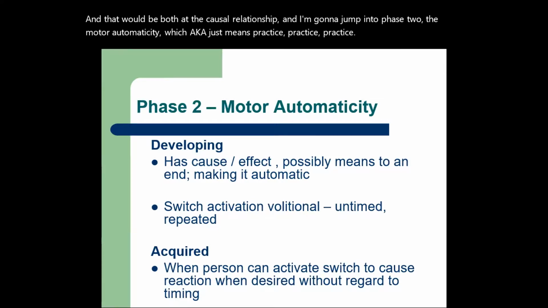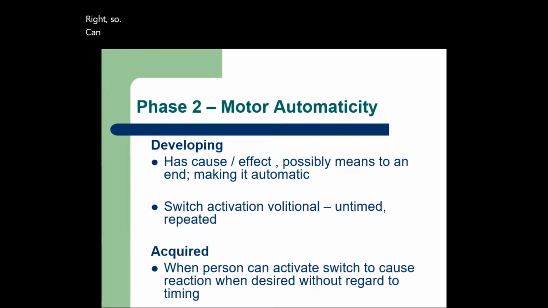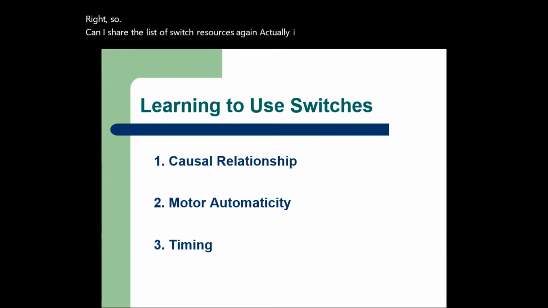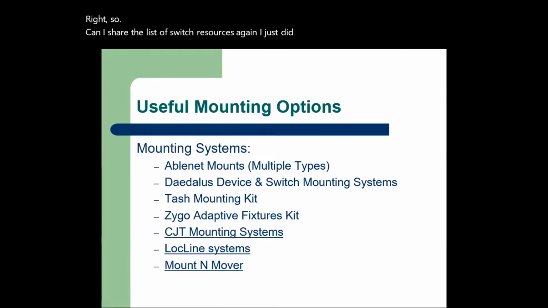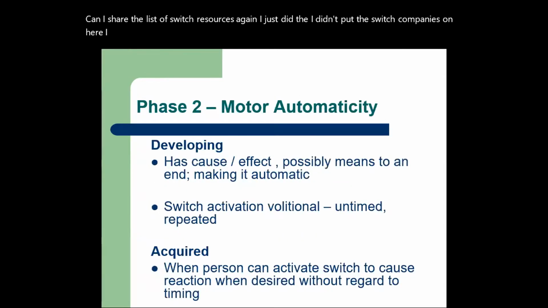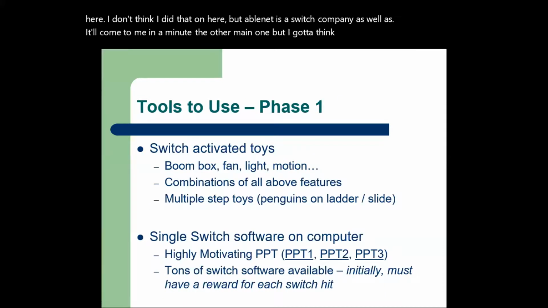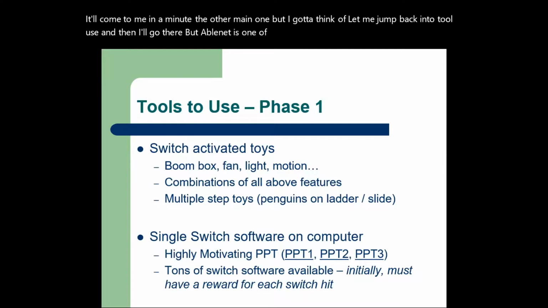So can I share the list of switch resources again? Actually, I didn't put the switch companies on here. AbleNet is a switch company, as well as, it'll come to me in a minute, the other main one. Let me jump back into tool use and then I'll go there. But AbleNet is one of the main companies, and Enabling Devices is the other main switch company where you're going to get most of your switches.